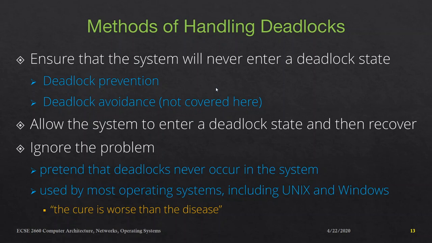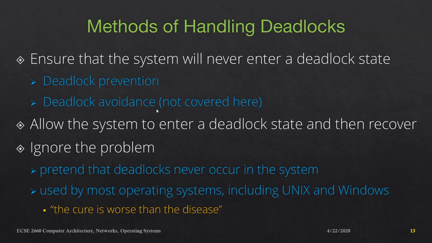In this lecture, we will talk about how we can handle deadlock conditions. So we'll try to look at several strategies that will help us mitigate deadlocks. The first option that we have is to ensure that the system will never enter a deadlock state. And we can ensure this by using two options. One is deadlock prevention. We will talk about the strategies there. And the other one is to avoid deadlock.